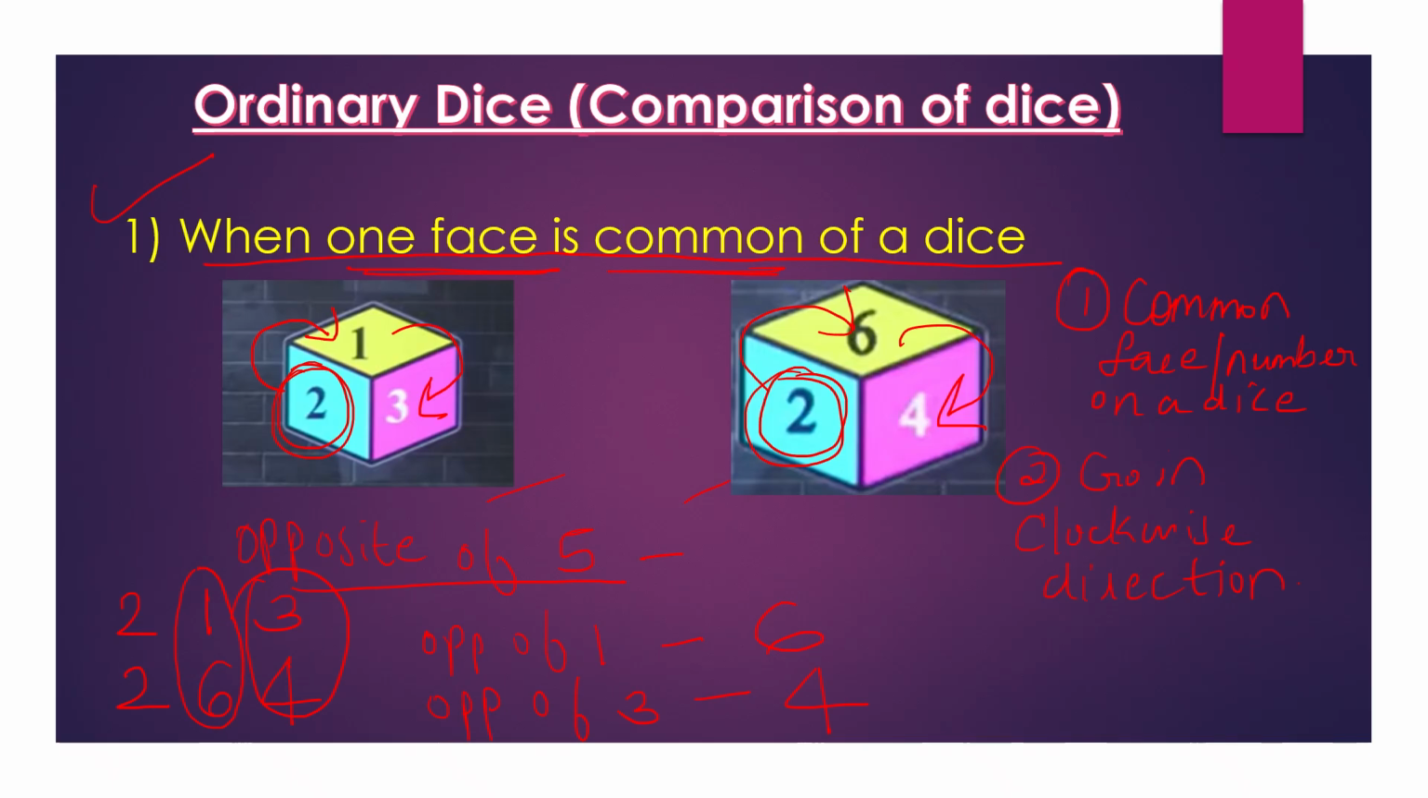Which number is left then? 2 is left, correct? So opposite of 5 will be 2. Understanding? Because in a dice, you have only 6 numbers: 1, 2, 3, 4, 5 and 6, correct? So 1 का opposite क्या हो गया? 6 हो गया. तो eliminate कर दो. 3 का opposite क्या हो गया? 4 हो गया. तो बचा क्या? Opposite का 5 चाहिए ना हमको. तो opposite का 5 क्या हुआ? 2. Correct?